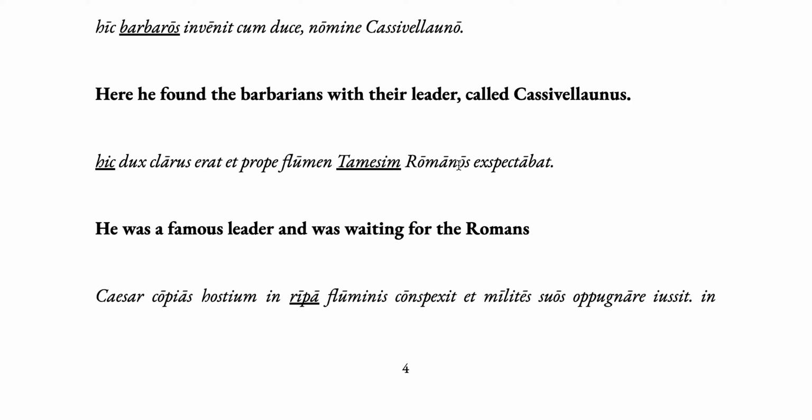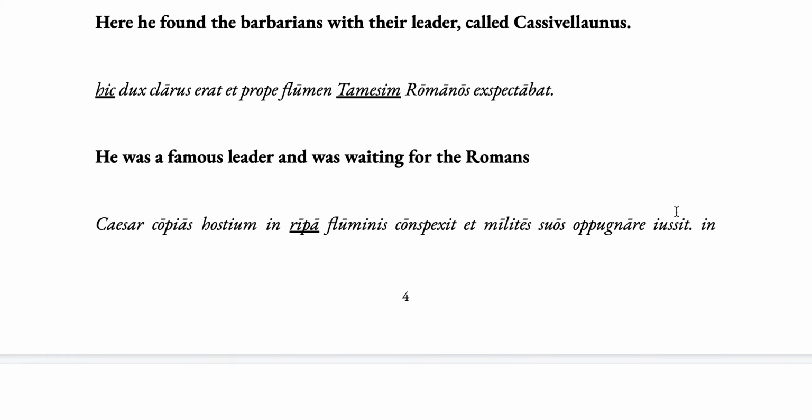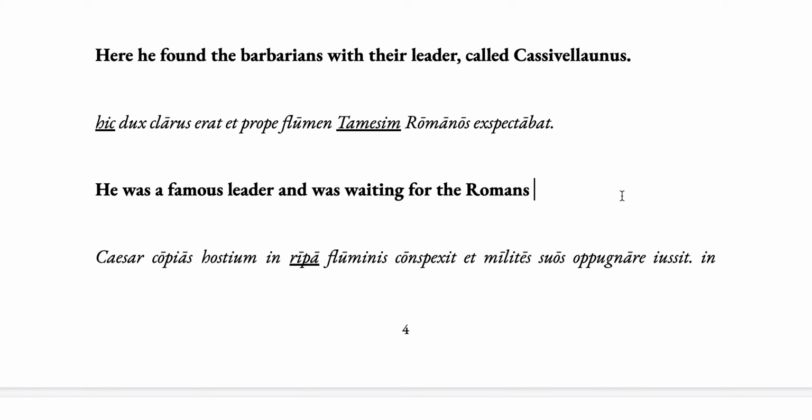They are the object because they have an accusative plural ending, Romanos, like dominos. Prope flumen Tamesim. Tamesim is given to you. It is the river Thames, which flows through London. So he was waiting for the Romans near the river Thames.